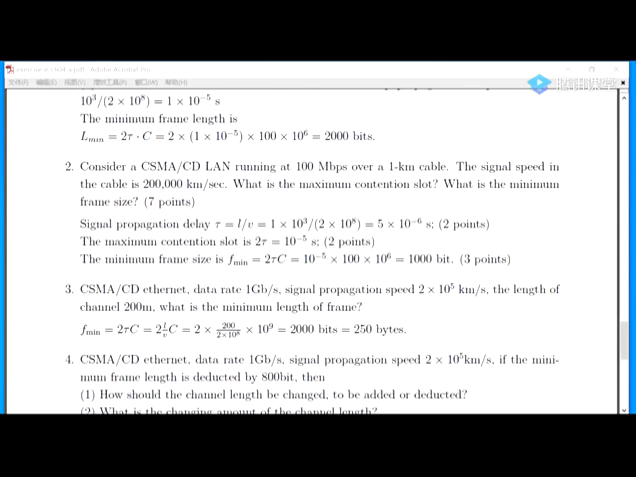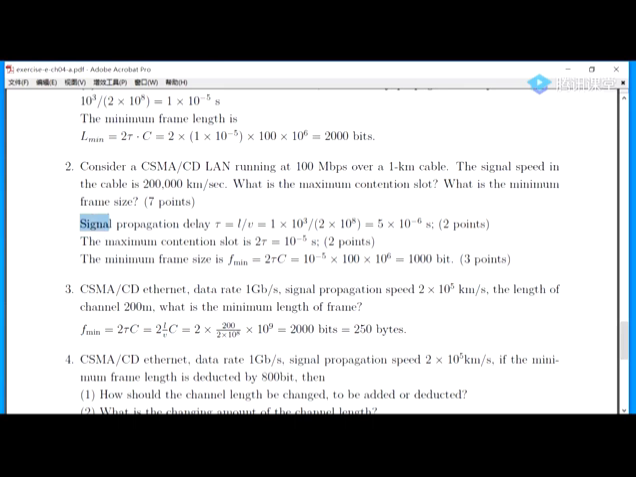Now, question 2. Consider a CSMA-CD LAN or Ethernet running at 100 megabps over a 1 kilometer cable. The signal speed in the cable is 200,000 kilometers per second. What is the minimum contention slot or contention period? What is the minimum frame size?